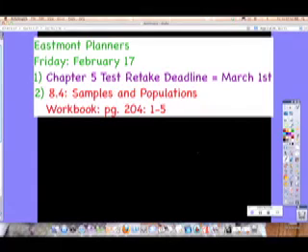We have two new vocab words today. The first vocab word, samples. What's the first one? Samples. Second vocab word, populations. What's the second one? Population. That's the chunk of today's samples and populations.